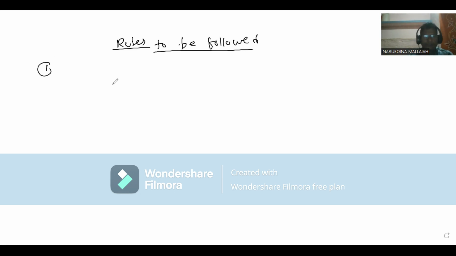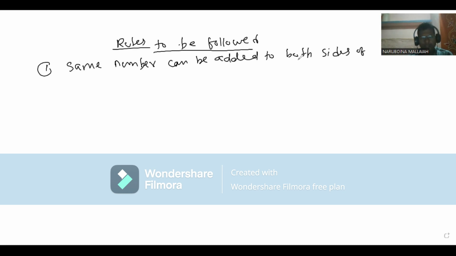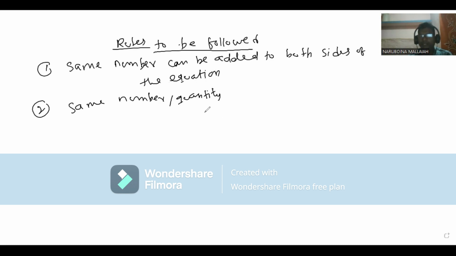I am writing this. Rule number 1: the same number or quantity can be added to both sides of the equation. Rule number 2: the same number or quantity can be subtracted from both sides. Sometimes we use variables, that's why I am using the term quantity.